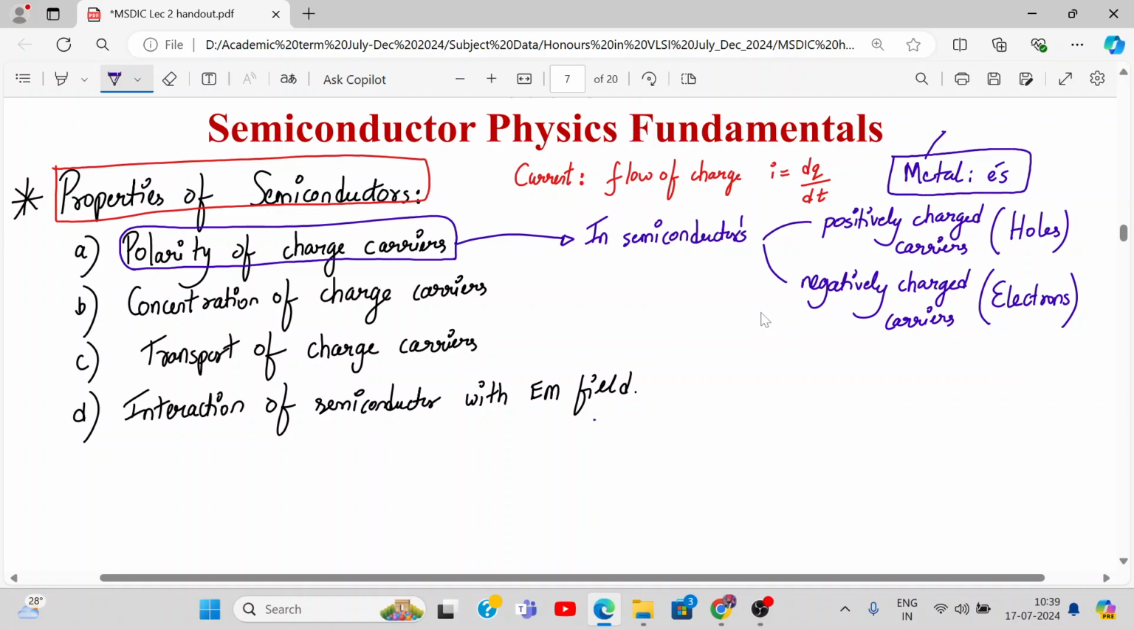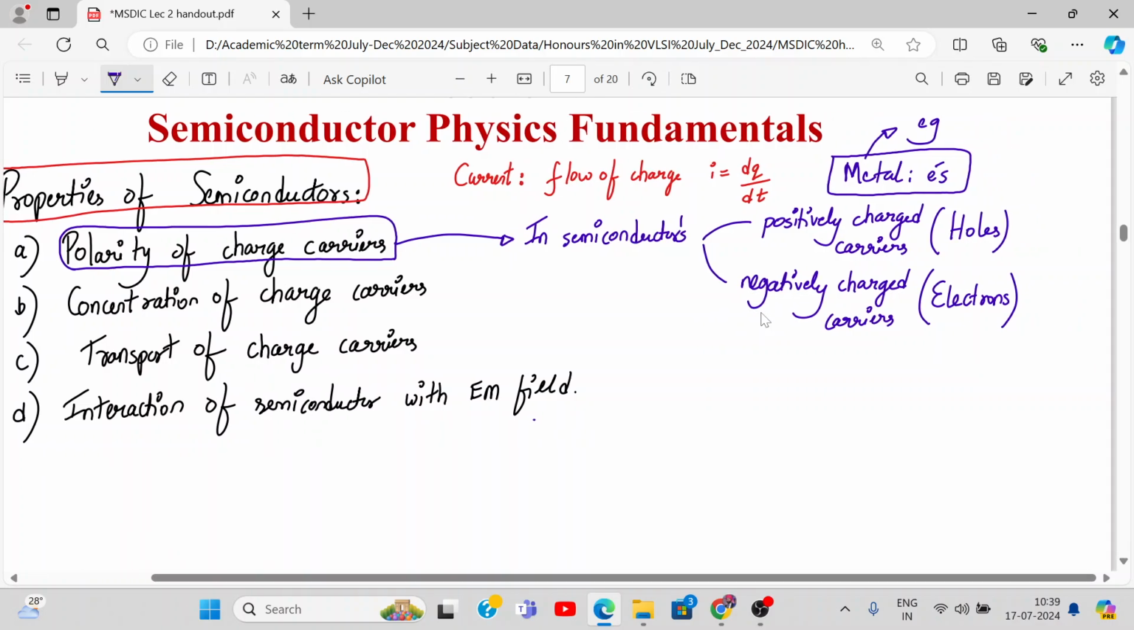Any example of metals? Can you give me? Copper wires used for conduction of electricity, aluminium. Okay, so these are all metals which will have plenty of electrons for the flow of electricity. So electricity flows very easily through metals.